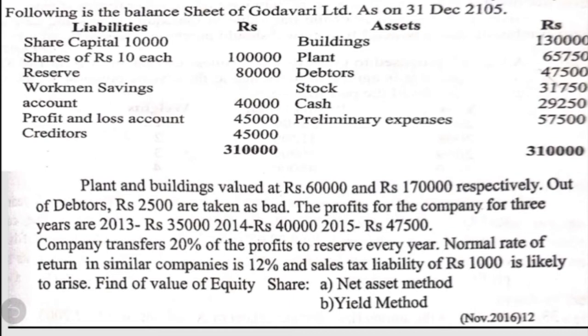Plant and buildings are valued at 60,000 and 1,70,000 respectively. Out of debtors, 2,500 are taken as bad. Profits for the company for 3 years are: 2013, 35,000; 2014, 40,000; 2015, 47,500. The company transferred 20% of the profit to reserve every year. The normal rate of return in similar companies is 12%. Sales tax liability of rupees 1,000 is likely to arise. Find the value of equity share under net asset method and yield method.